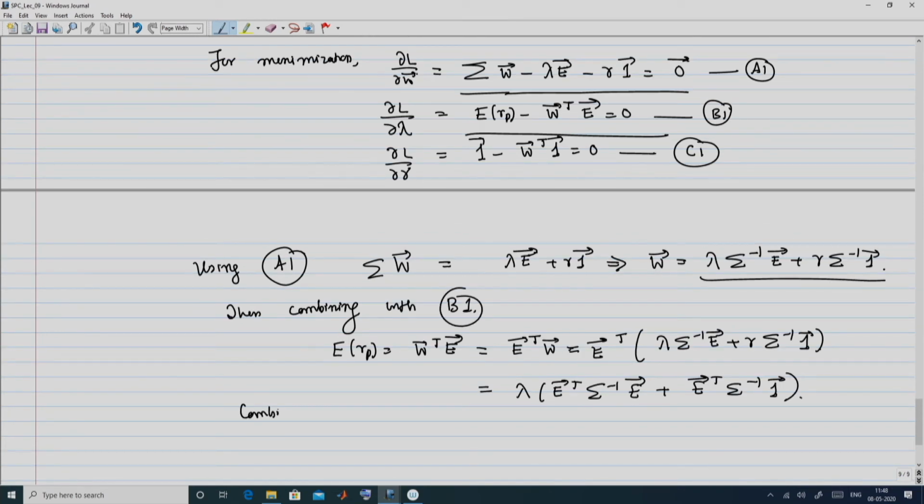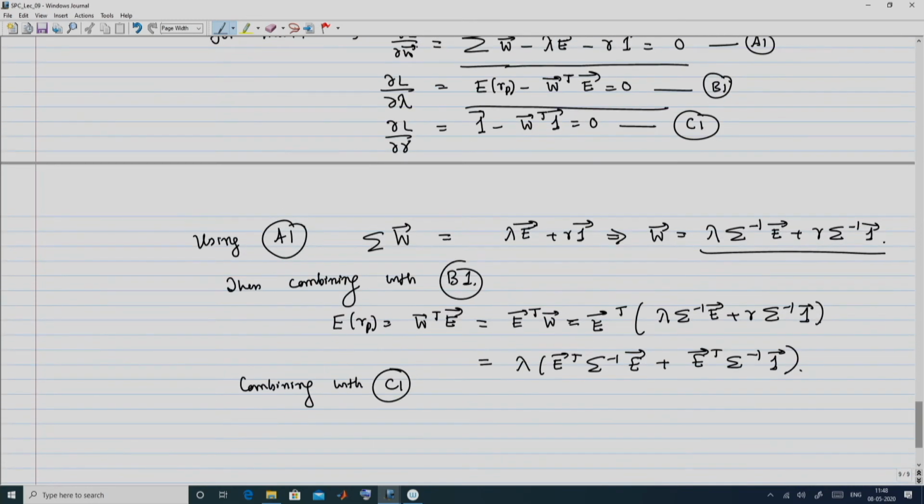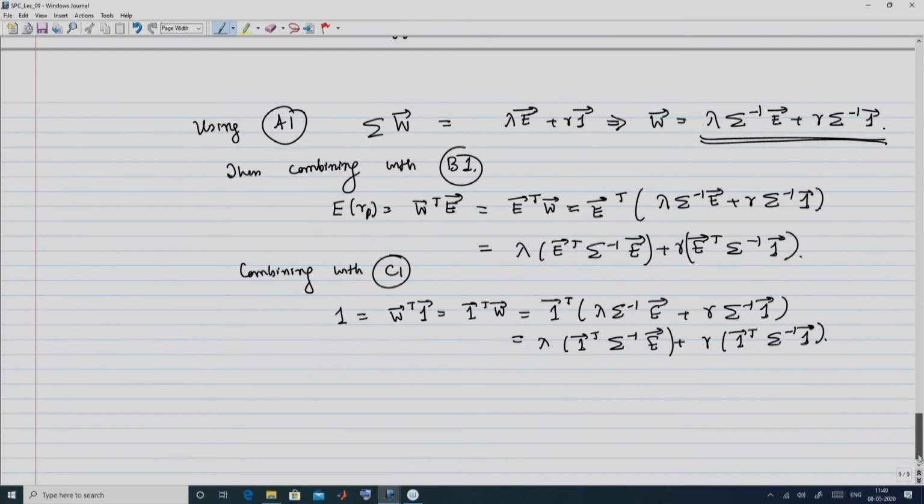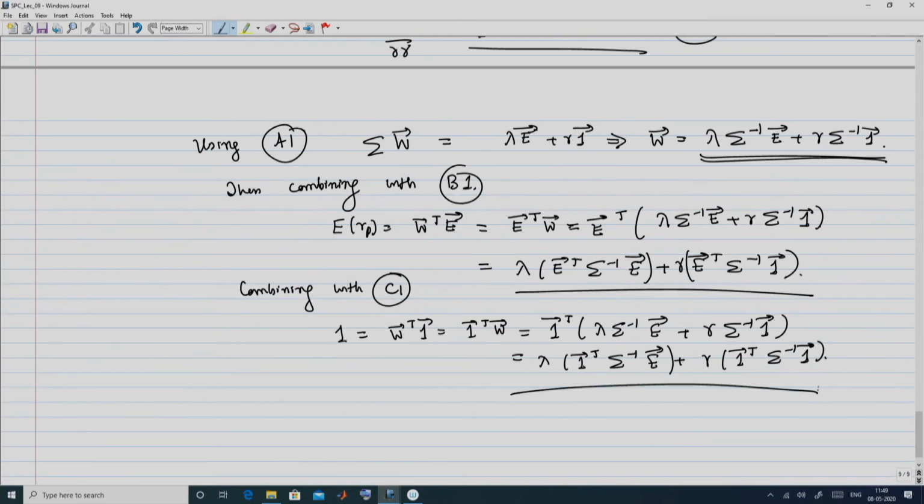Again, combining A1 with C1, what do we get? We carry out the same exercise with C1 now. So, this gives me 1 is equal to W transpose 1, which is equal to 1 transpose W. Now what is W? Again I will make use of this expression for W. This is lambda times 1 transpose sigma inverse E plus gamma, so there should actually be a gamma here, please make this correction, plus gamma into 1 transpose sigma inverse of 1. All right.